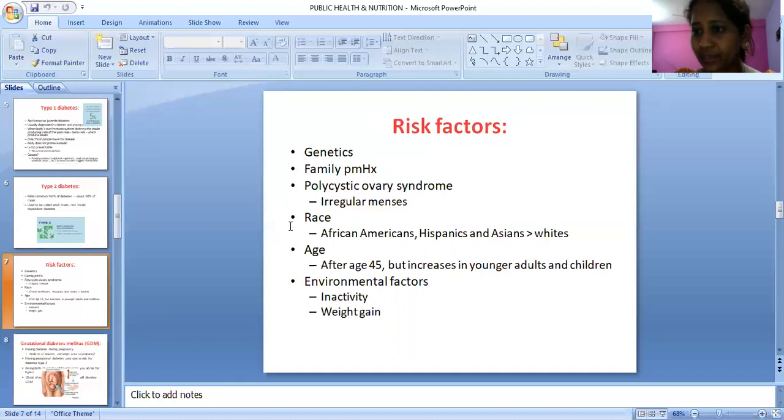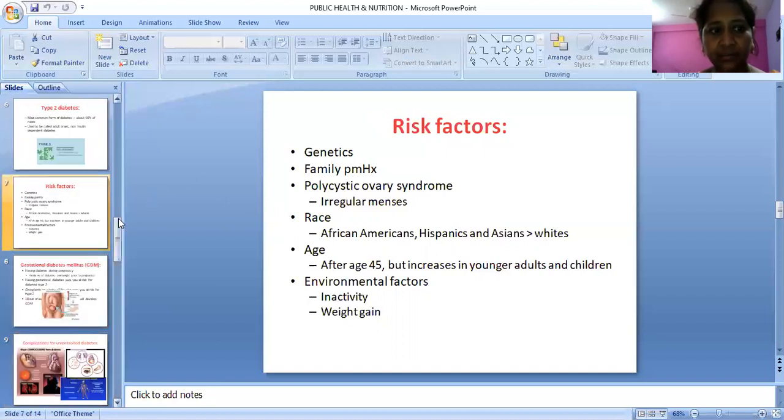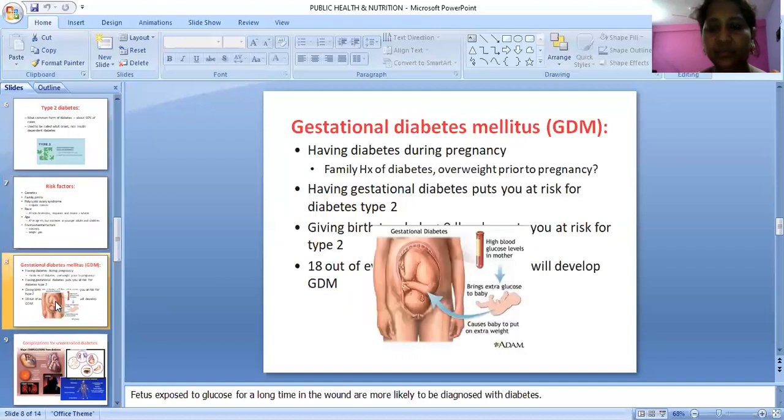Then that leads to fast food. Fast food is also one of the main causes of weight gain. Okay, these are the risk factors.